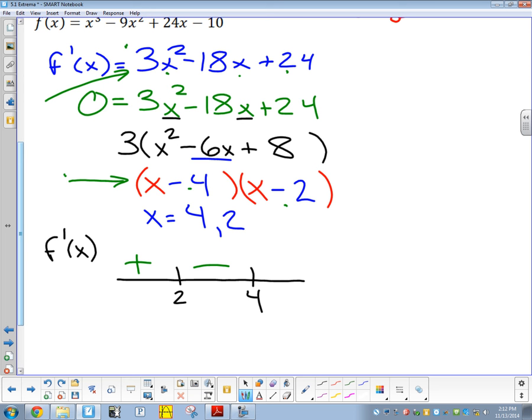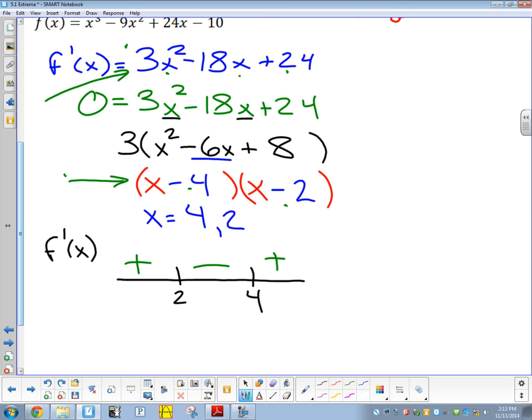Okay? And then the last one, I need a number bigger than 4. We'd like to think it's positive, right? It doesn't have to be, though. It could be negative. Let's pick a number bigger than 4. 5. So 5 minus 4 is 1, and 5 minus 2 is 3. So 1 times 3, 3. Positive. I don't care what the number is. It's positive.